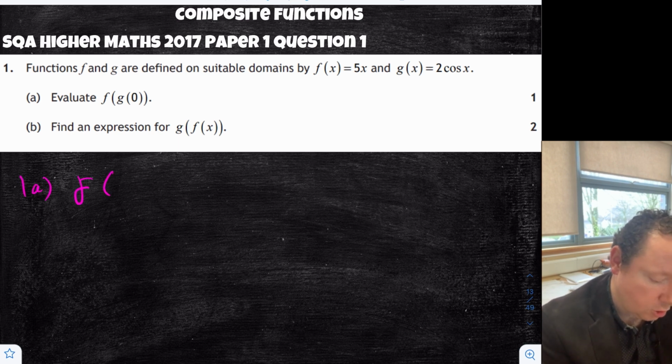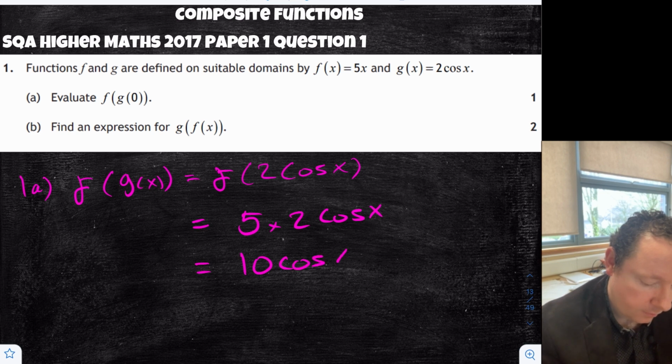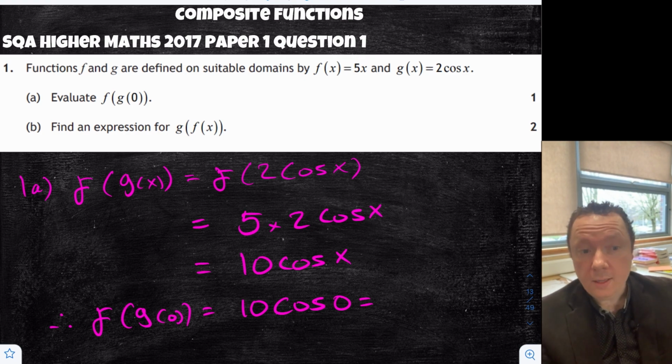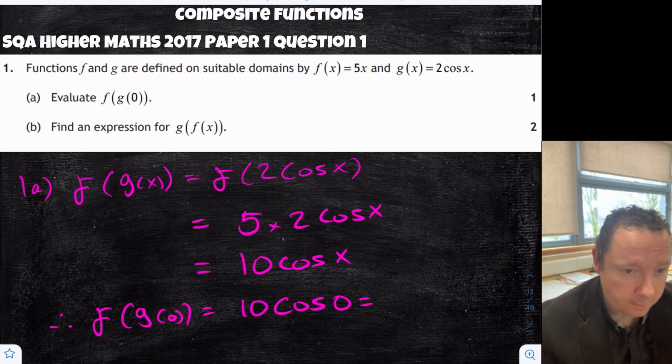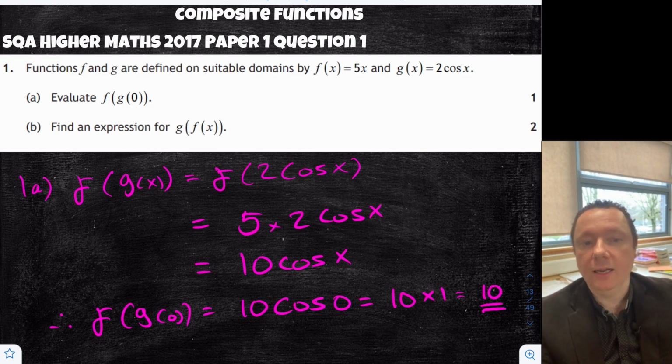So f of g of x is equal to f of 2 cos x. So every time I see an x in f, I put 2 cos x. So that means I've got 5 times 2 cos x, which is 10 cos x. And therefore, f of g of 0, subbing 0 into this, you get 10 times the cos of 0. The cos of 0 is 1, so that means you've got 10 times 1, which is just 10. And we're done there.